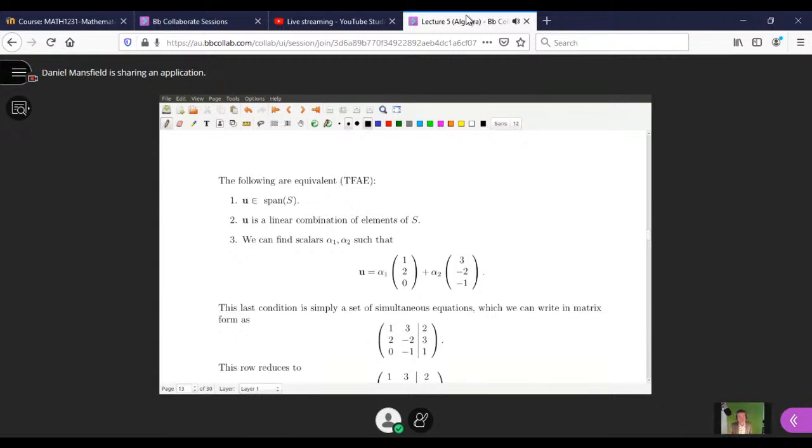Okay, so the following are equivalent. U is an element of the span. So we have some kind of geometric meaning of what that is. You've got the span of vectors, that's a subspace, and U is in that space. Let's draw a little picture to go with that. There's the vector, there's the space, span S, and here's U. U is in that space.